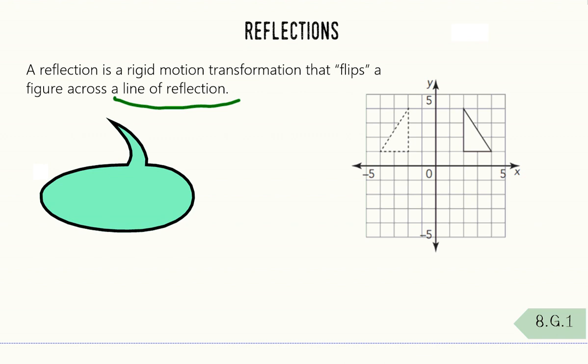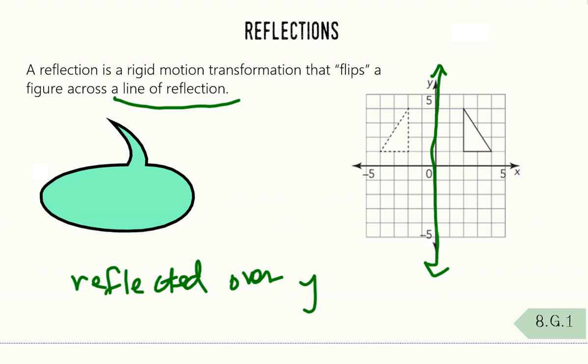So in this example, I was not told what the line of reflection is, but I can see that there is a line that is exactly in the middle of these 2 shapes, and it happens to be this line, which is the y-axis. So if I was describing this reflection, I would say that I reflected over the y-axis. And if I wanted to be even more specific than the y-axis and give the y-axis an equation, I would say that I reflected over the line x equals 0, because that is the equation for the y-axis. That's 2 different ways to say the same thing.